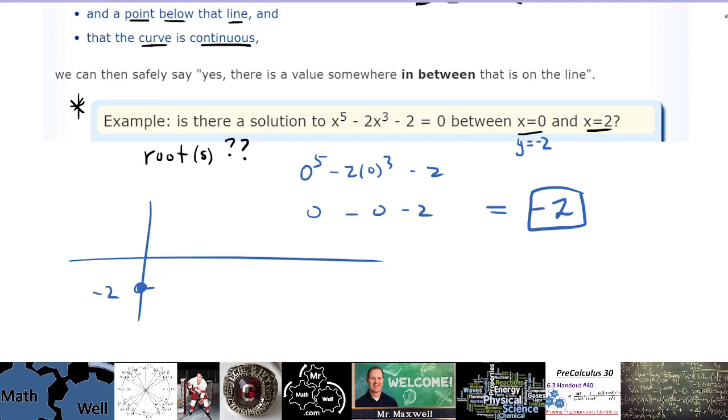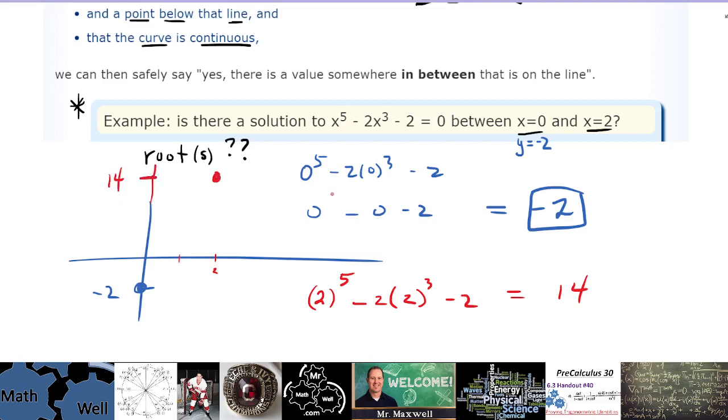Okay, what about now if we take a look at x equals positive 2? We did 0 before, let's do positive 2. So 2 to the 5th minus 2 times 2 cubed minus 2. What's this? 2 to the 5 is 32, minus 2 times 8, which is 16, is 16, minus 2 is 14. Oh, 14. So that means at x equals 2, the value is way up here at 14.